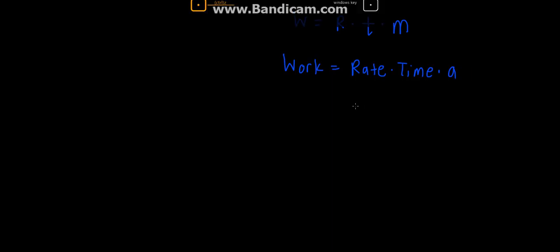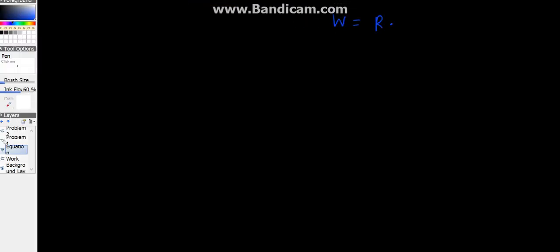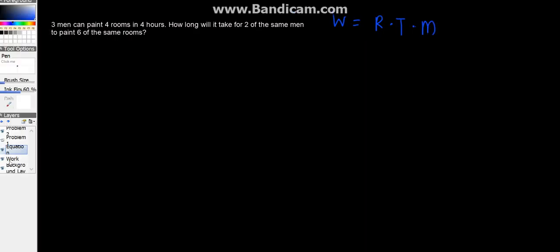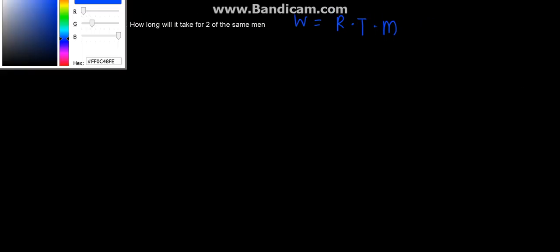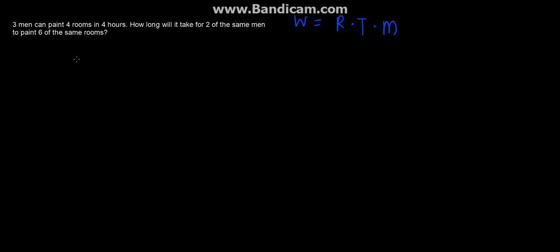Now let's use this knowledge to do another problem. So let me pull up my next problem. Whoops, I accidentally erased one part of our equation. So I said work equals rate times time times the amount of people. So let's look at this problem. 3 men can paint 4 rooms in 4 hours. How long will it take for 2 of the same men to paint 6 of the same rooms?